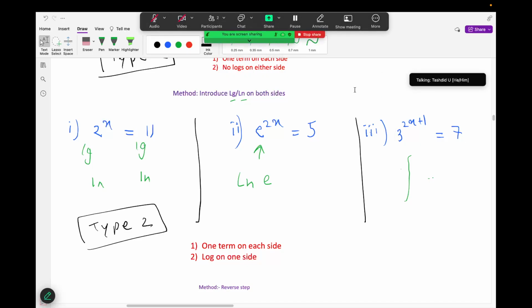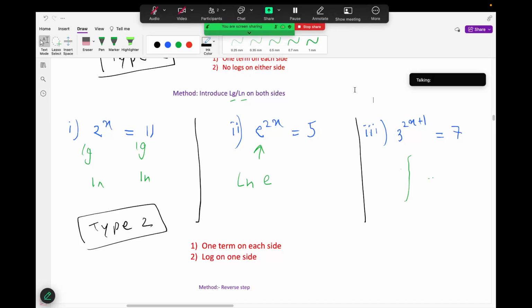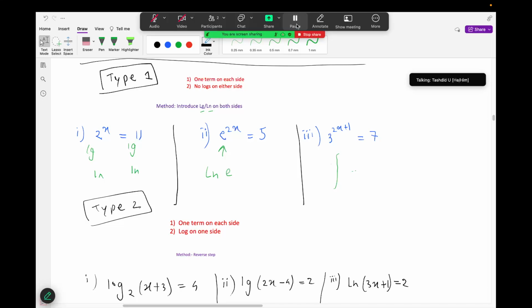Of course. I am done with the questions. The answer to the first one is 3.459. The answer to the second one is 0.805. The answer to the third one is 0.386. These are the type 1 questions. As for the type 2 questions, the answer for the first one is 13, the answer for the second one is 52, and the answer for the third one is 2.13. Hope that concludes today's class.